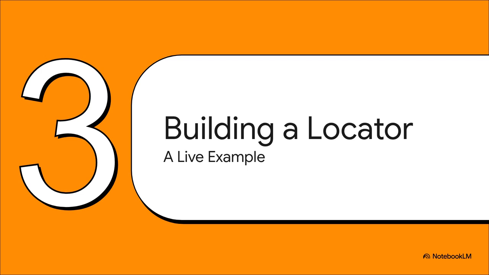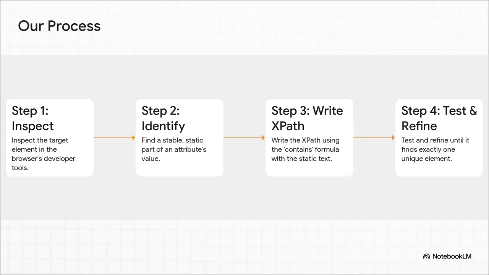All right, enough theory. Let's see this thing in action. It's time to get our hands dirty and build a rock-solid locator for a real-world element. It's a really simple 4-step process. First, we inspect the element we want using our browser's dev tools. Second, we hunt for a piece of text in one of the attributes that looks like it doesn't change. Step 3, we write our XPath using that golden formula. And step 4, and you cannot skip this one, we test it to make absolutely sure it finds just one unique element. 1 of 1 is the goal.